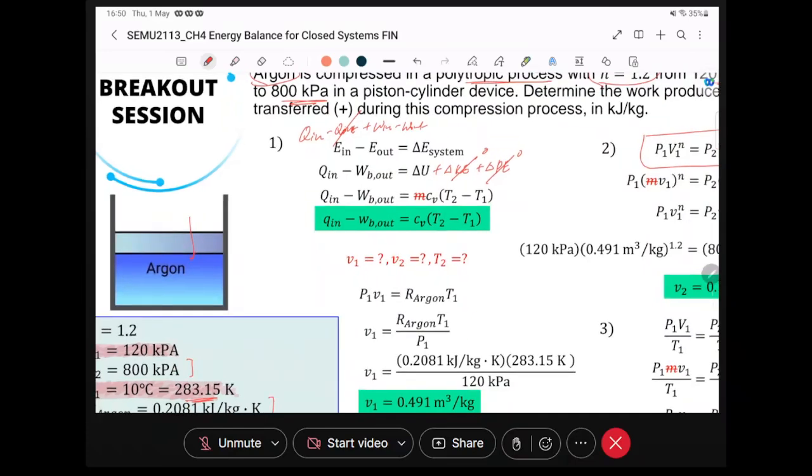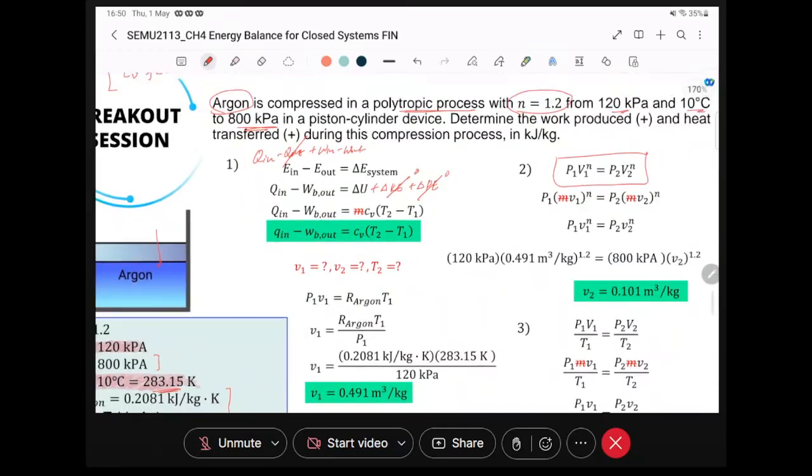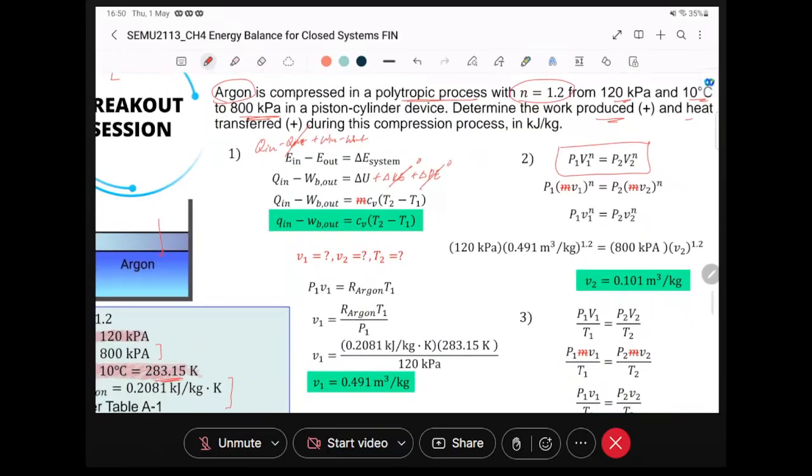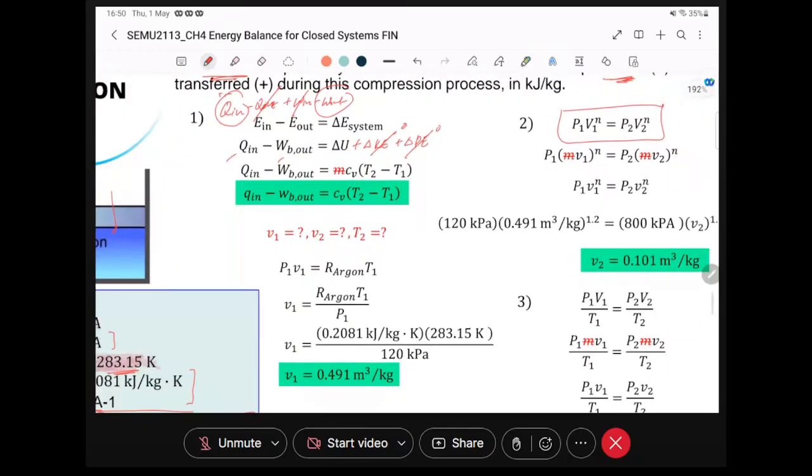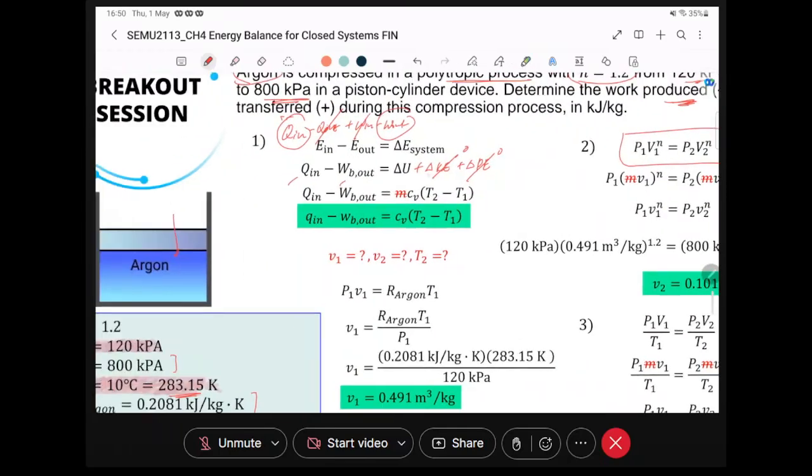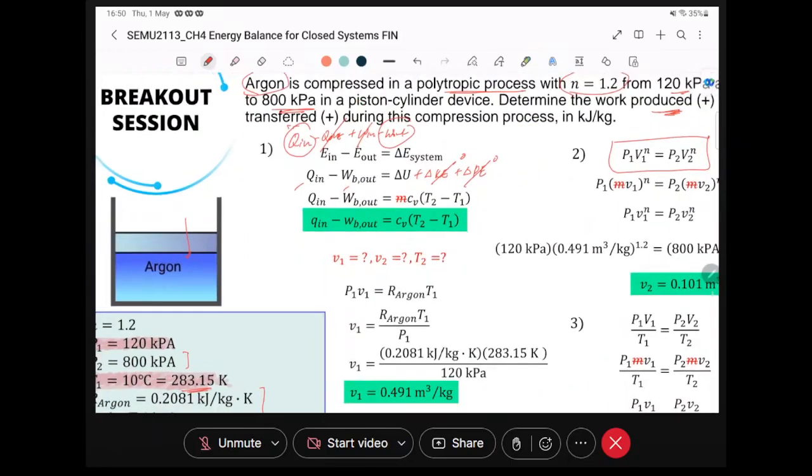Sorry. The question wants us to find out the work produced and also the heat transfer. So we keep the work produced and the heat being transferred. Assuming there's a Q in and there's a work being produced, which is the work out. There's no work in here, so we keep these two first. So from here, the internal energy, because it's ideal gas, is mass multiplied with CV multiplied with the temperature change, T1 to T2.